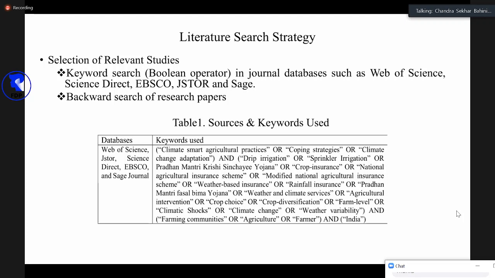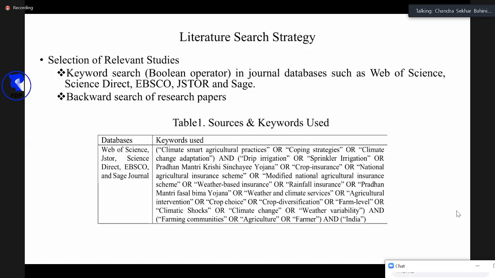So what I've done is gone through a few papers' references or bibliography, to look at whether I missed any important article. That's basically a backward search of research papers. We go through some of the most important papers' references to see whether some important literature was missed during this process. That's a possibility.